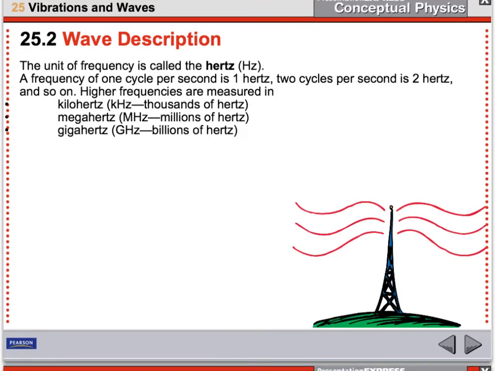So next time you're in the car with your buddies jamming to the radio, you can talk to them about how many times the wave generating that signal to the radio is actually vibrating each second. And they will be amazed at your knowledge of waves.